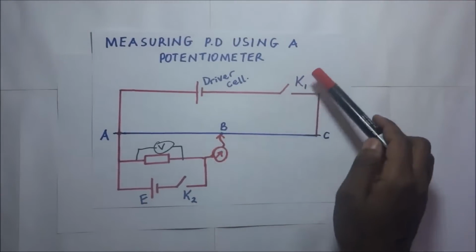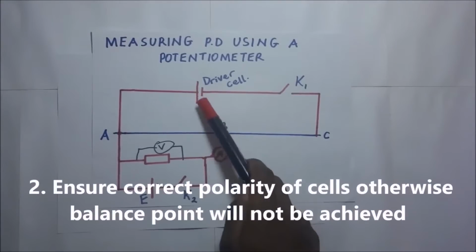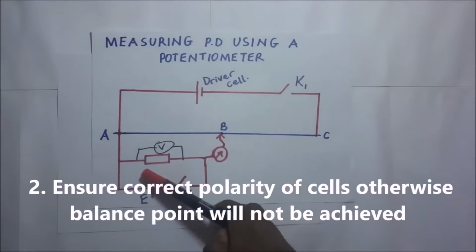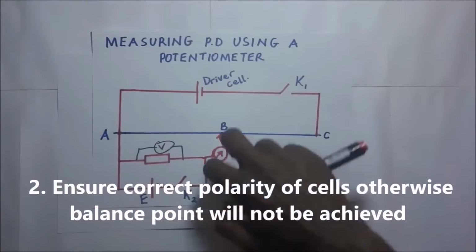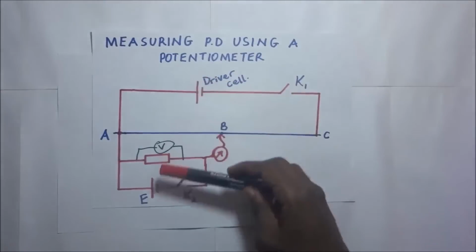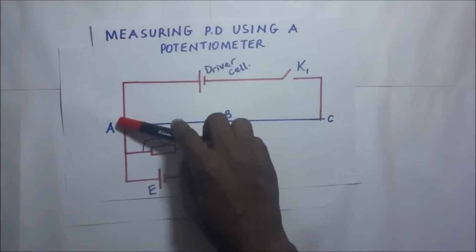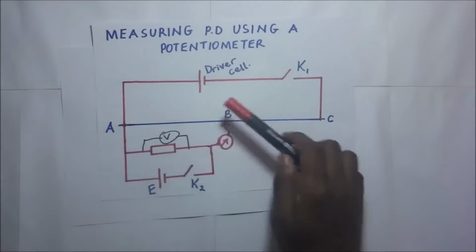So it's always advisable that you always open the switches when the measurements are not being taken to avoid draining the cell. Also, you need to ensure correct polarity of cells. That is, for example, you look at this driver cell, the positive terminal is always connected to the positive terminal in the secondary circuit at that point. That's the correct way to connect them.